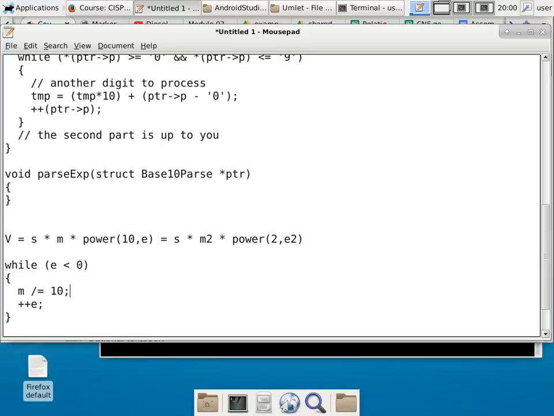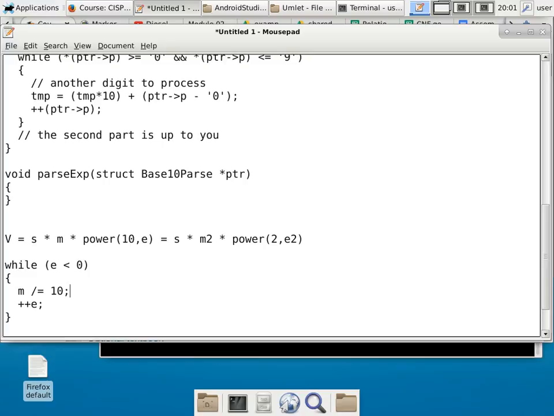And then at that point, V is still approximately, because it's no longer exact, okay? V is now sign times some kind of M2, a base 2 mantissa, times 2 to the power of some kind of exponent, but it is 2 to the power of E2. Now implicitly, we still have 10 to the power of E, except this E is now known to be 0, so it's not important anymore. Everything is now in base 2.